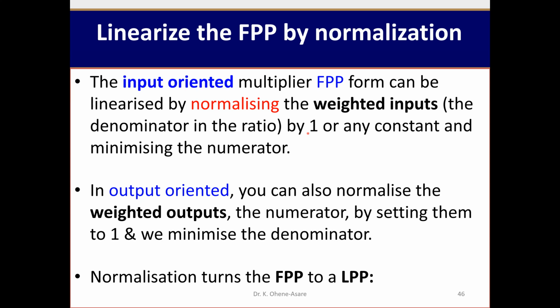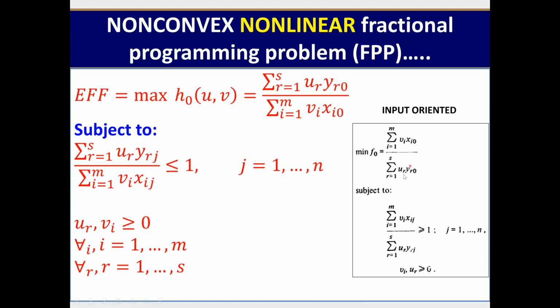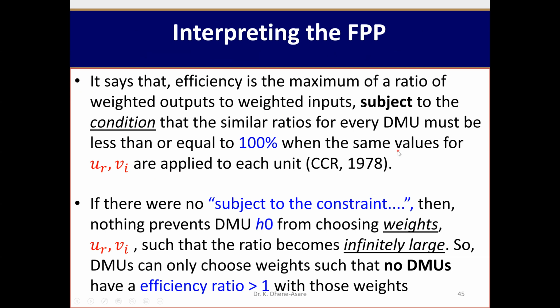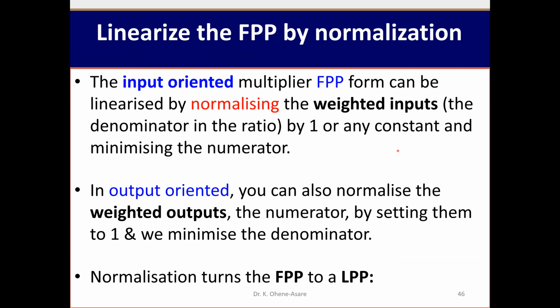And how do you do that? Well, if you are dealing with the input-oriented, and when I say input-oriented, I'm talking about the one on the far right here. Remember, in the input-oriented, you are minimizing the input over the output. Then you can linearize that fractional program by normalizing the weighted input. So in the input-oriented, you normalize the input by setting it equal to 1, or any constant, and then you minimize the numerator.